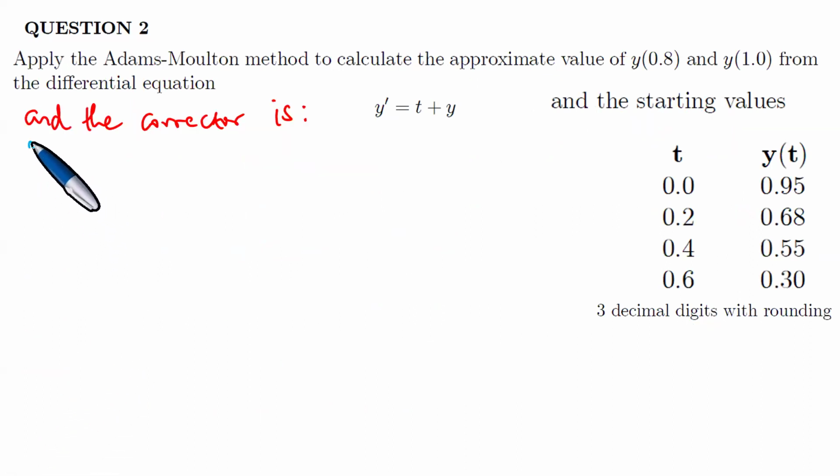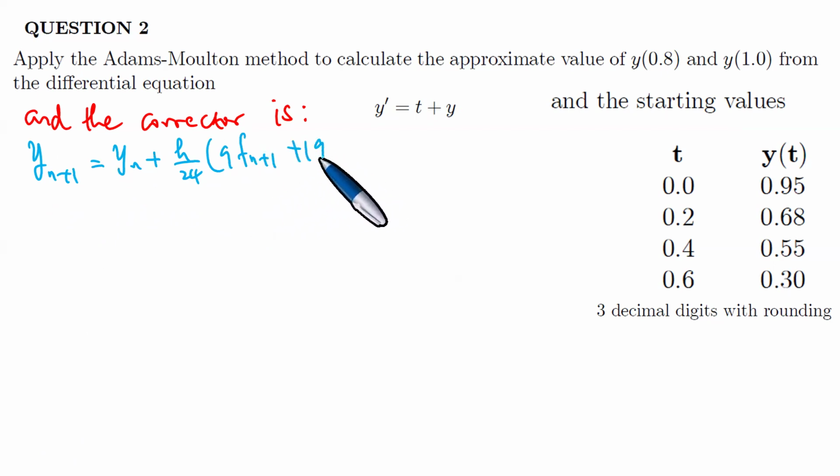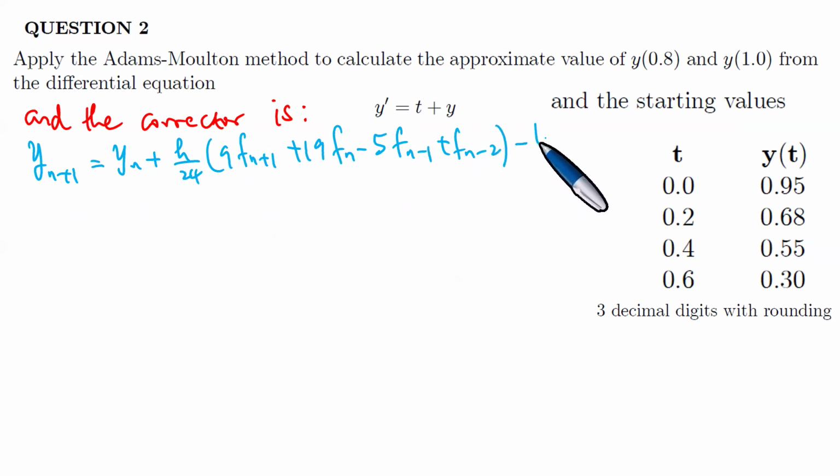But we want to obtain y5 of this, so we proceed as follows. And the corrector is yn plus 1 plus fn plus 1.